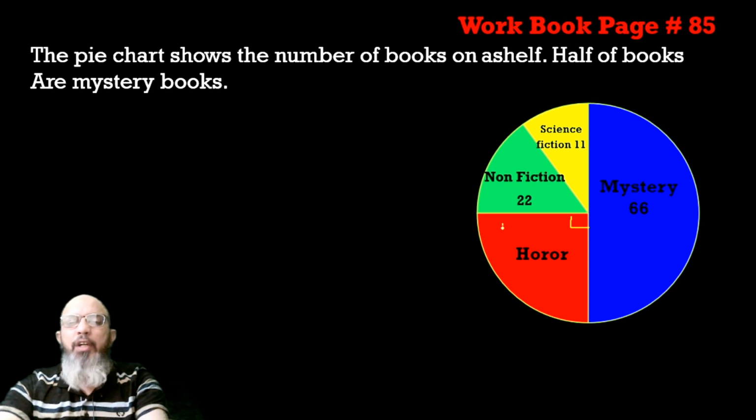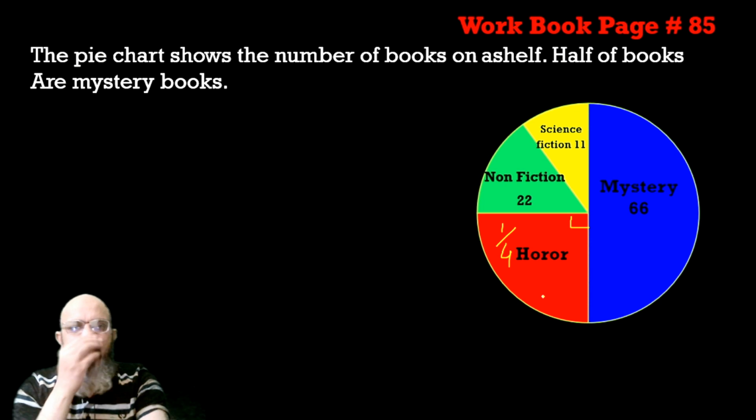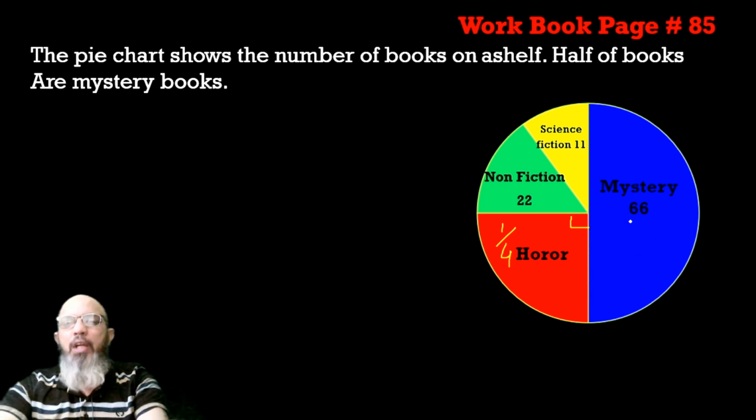So if you look at the horror books, it makes 90 degrees. So it means that is the 1 over 4 part of the whole books. So how many are half the books? That is 66. The given thing is that half of the books are mystery books, right? So it means 66. So what are the total books? Simply we have to multiply 66 into 2. So what we get? We will get 132. Means total books are 132.